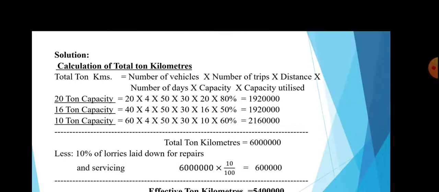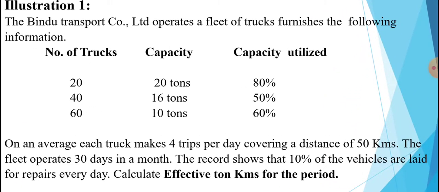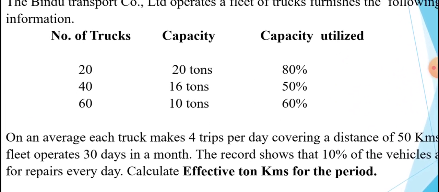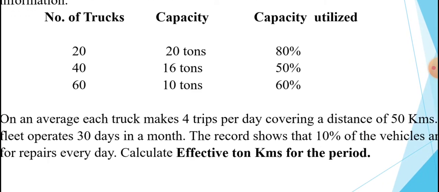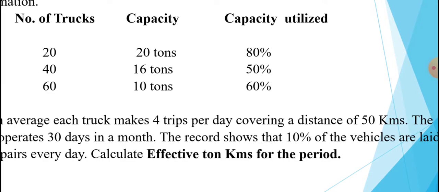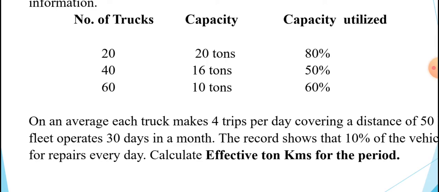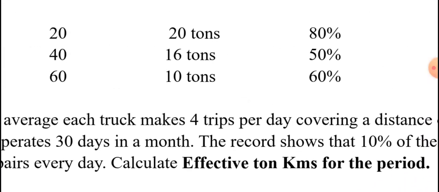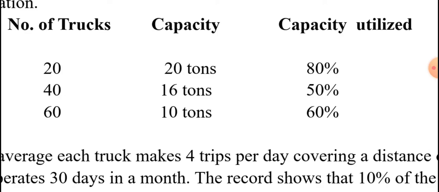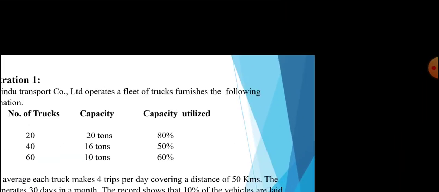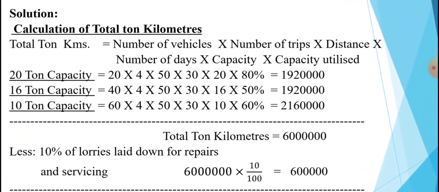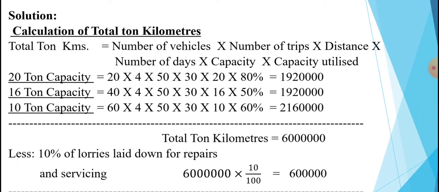Okay, for 16 ton capacity, we have the information. There are 40 vehicles and number of trips are the same, that is 4 trips, and distance is also the same, 50 kilometers, and number of days is also the same, 30 days, and capacity is 16 tons and capacity utilized is 50%. So 40 vehicles, 4 trips, 50 kilometers, 30 days, 16 ton capacity into 50% utilized. So it will come to 19,20,000 ton kilometers.